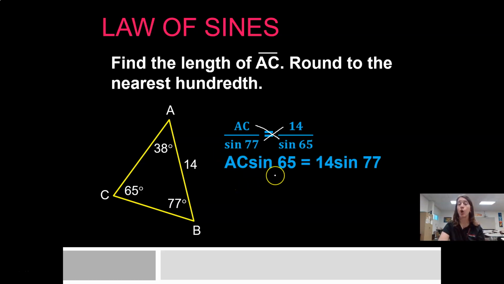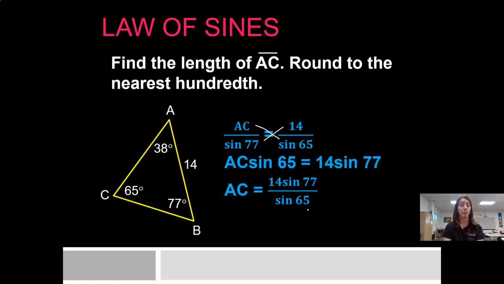The AC is currently next to the sine of 65. Items that are side by side means they're being multiplied together. So how do I cancel a multiplication? I'm going to divide by the sine of 65 over in my question. Notice again, I have not done the division. I am not reducing with these numbers, 77 and 65. They need to stay as they are, attached to the sine ratio. So I have 14 sine 77 over sine 65. At this point of the question, the AC is all by itself. And that was the goal for us to figure out what AC is.